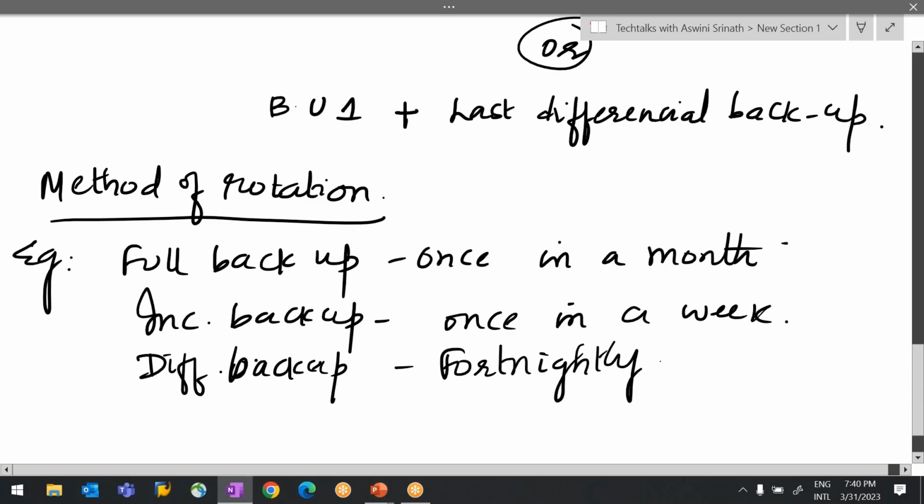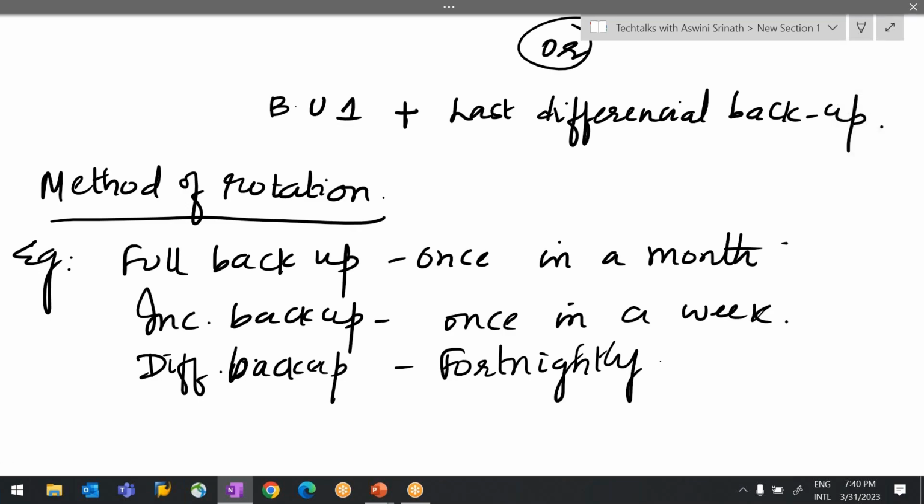So ultimately the intention is to retrieve the backup as early as possible in the case of any disruption or a disaster. So that's all about backup.